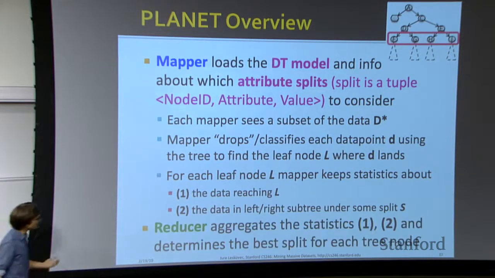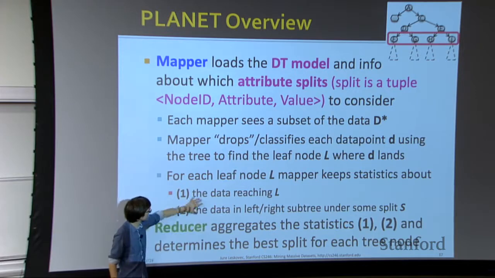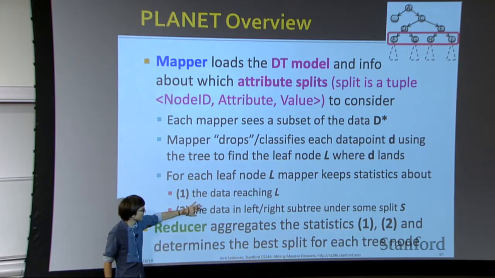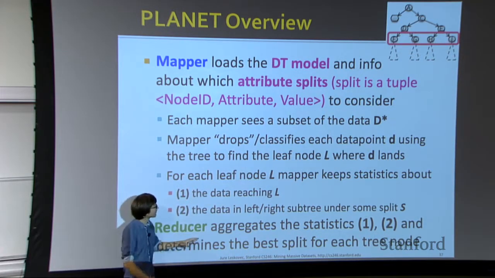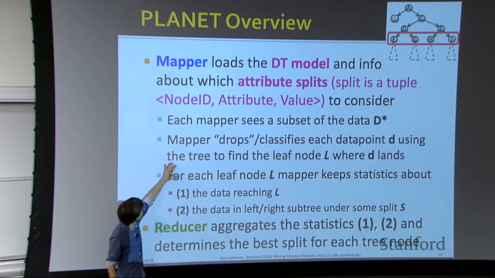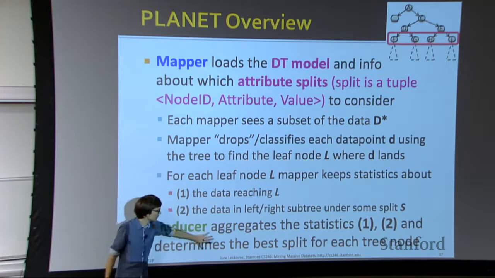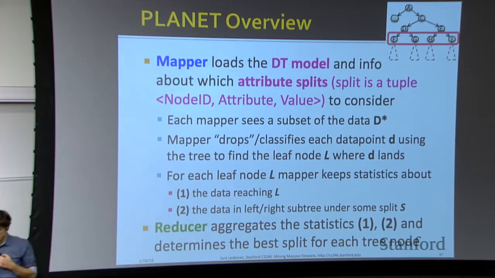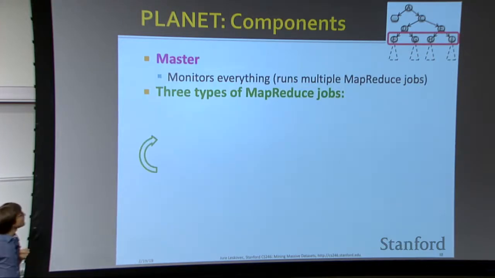And the reducer will then aggregate the statistics about the data that goes left and right of the split, and aggregate it across all the subsets of data over all the mappers to then determine what is the final score for a given split. Okay, that's the idea. Now, what does the master do?